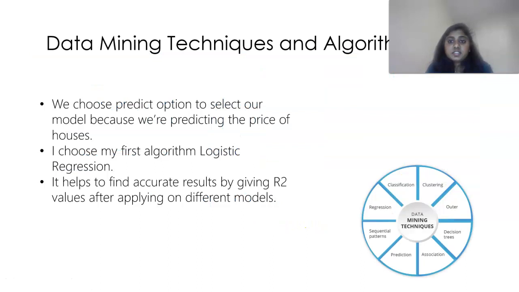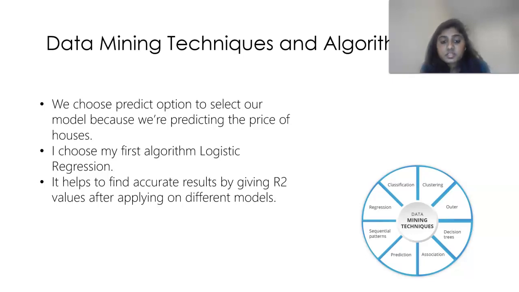So the data mining techniques and the algorithms. Here we chose the predict option to select our model, because we are predicting the price of the house. The algorithms that we have used here are logistic regression and KNN. We all know logistic regression is used when the dependent variable is categorical. This logistic regression helps in finding accurate results. That's the reason we have taken it, because we got the best R-square value after applying it on different models.